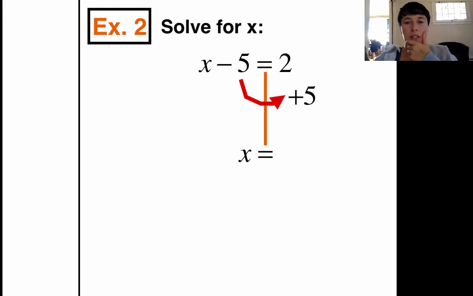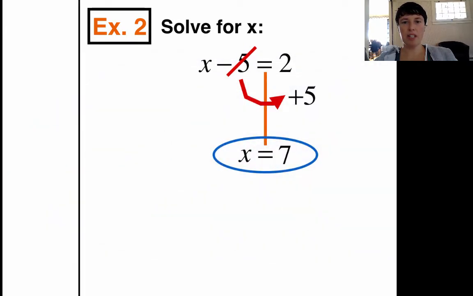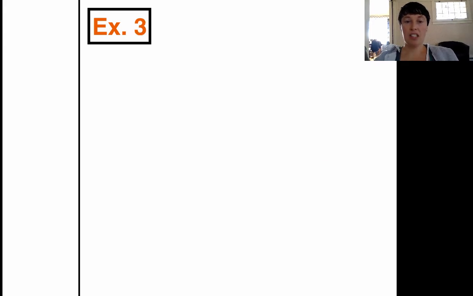So how many tiles are going to be left there? There's going to be 2 tiles plus 5 more. That means there's going to be 7 tiles, and the negative 5 are gone. So x is all by itself, and it's equal to 7. We got our solution. There's our answer without drawing the mat. Pretty cool, huh? Okay, let's try another one.